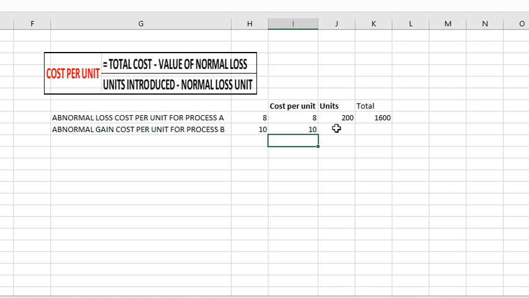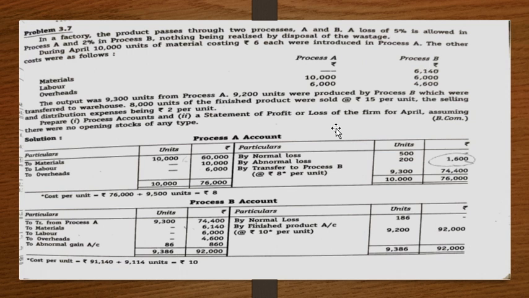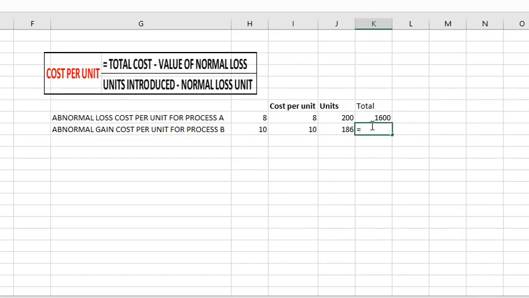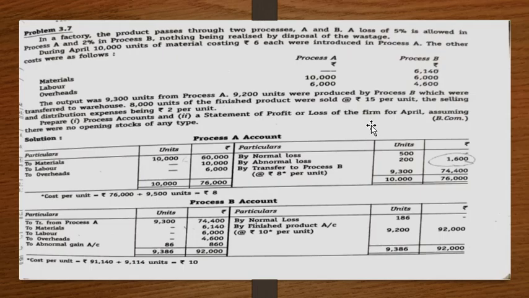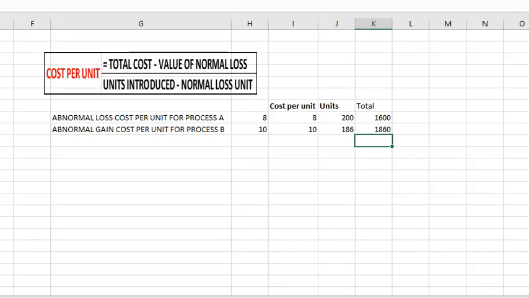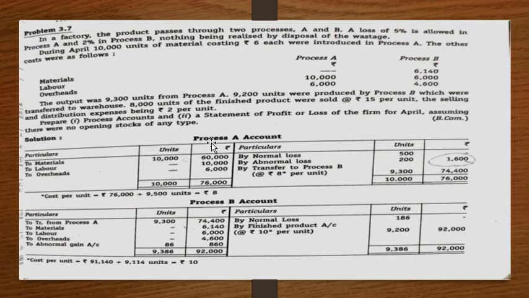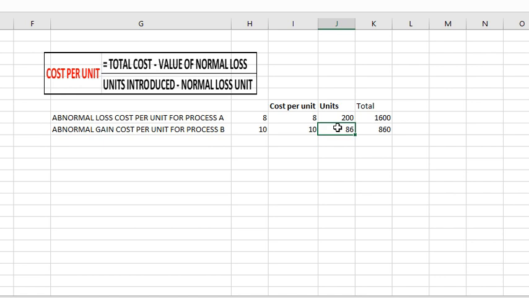So the cost per unit is rupees 10. How many units is the abnormal gain? 86. So the value of the abnormal gain will be 86 into 10, which will give you 860.